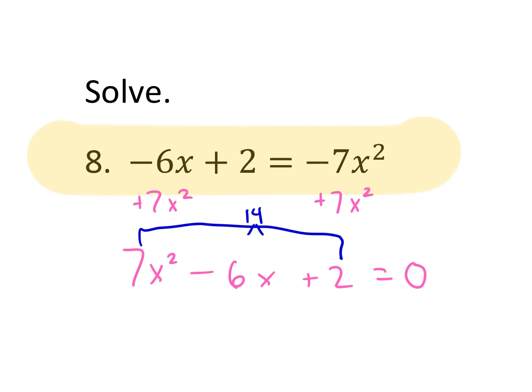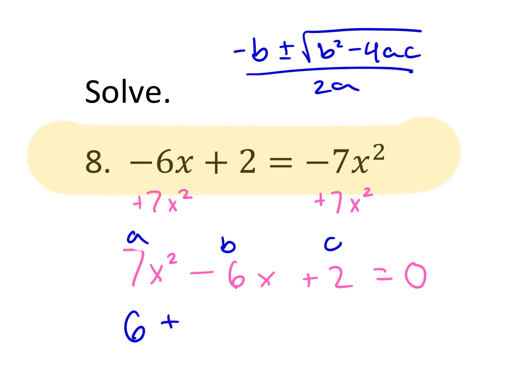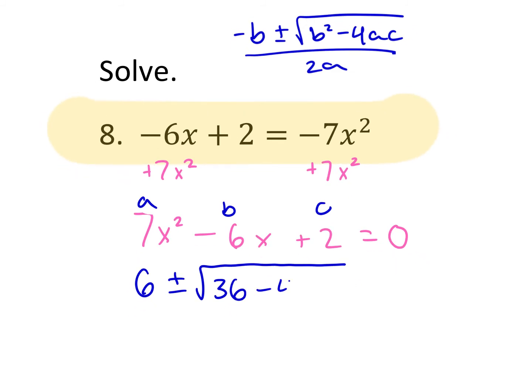No. So what do I do if it doesn't factor? Quadratic formula. So my quadratic formula is negative b plus or minus the square root of b squared minus 4ac over 2a. So 7 is a, negative 6 is b, and 2 is c. So negative 6 would be positive 6 plus or minus the square root of negative 6 squared, which is positive 36, minus 4 times 7 times 2, over 2 times 7.